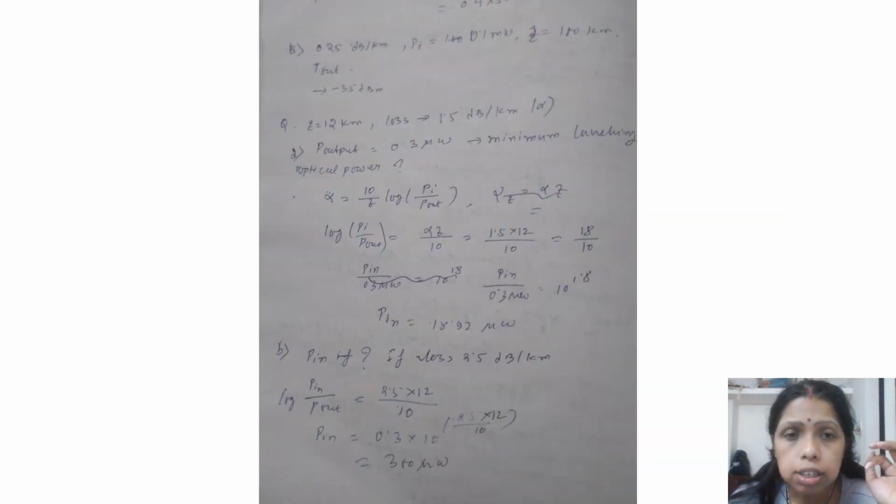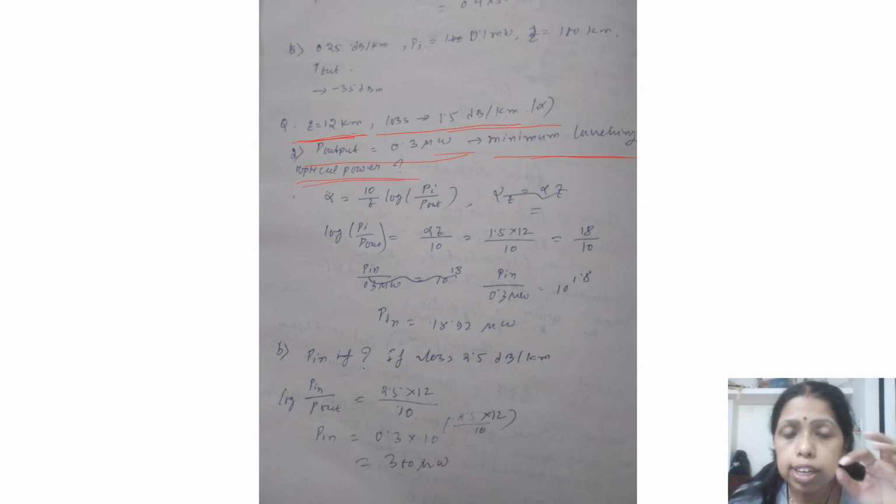Next is the one part here. It is given that the length Z is 12 kilometer, and the fiber attenuation loss is 1.5 dB per kilometer. If the output power is 0.3 microwatt, how much minimum launching power is required?